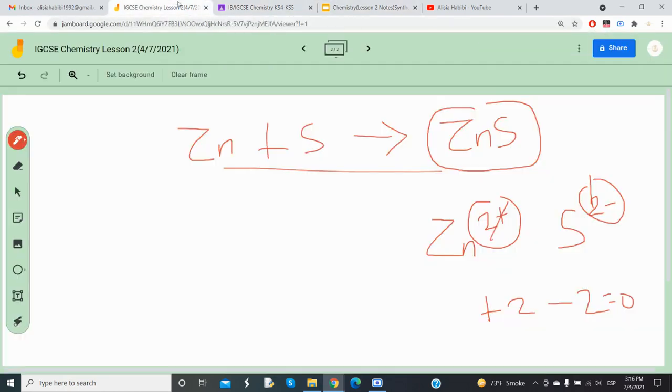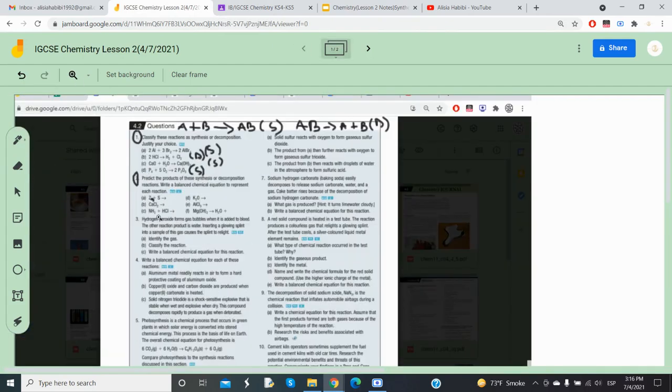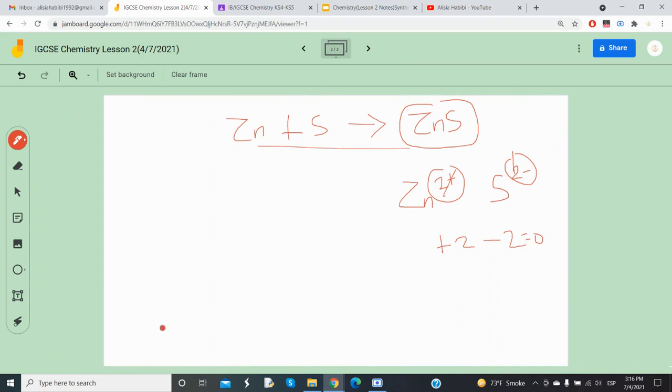I'm just going to go back to our sheet here. The next question is for calcium chloride. You can see that this example, B, is not a synthesis reaction but rather a decomposition reaction. Since it is a decomposition reaction, this chemical compound is going to decompose into separate elements. So that's going to give us calcium, of course, and then chlorine gas.